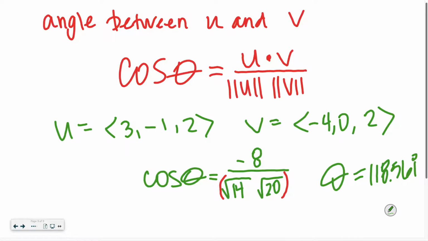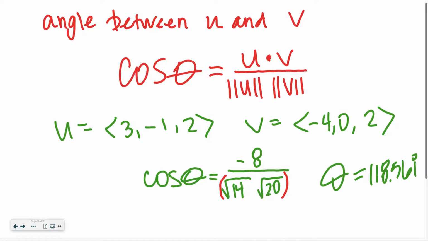Okay. What else can the dot product help us with? Let me back up. What does it mean to be orthogonal? Perpendicular. We know that the cosine of 90 degrees is 0. So if this whole entire fraction is 0, we know that the inverse cosine of 0 is 90 degrees.